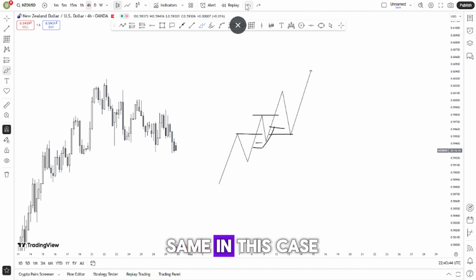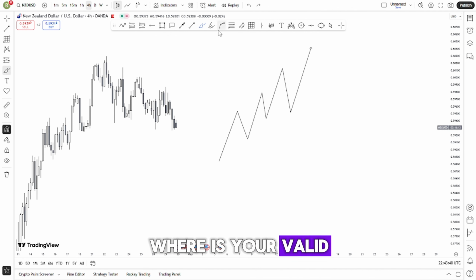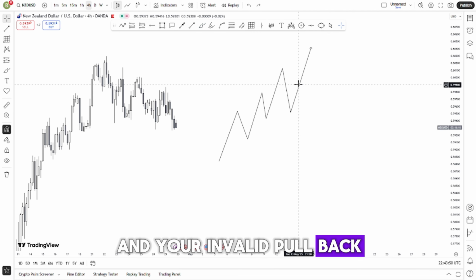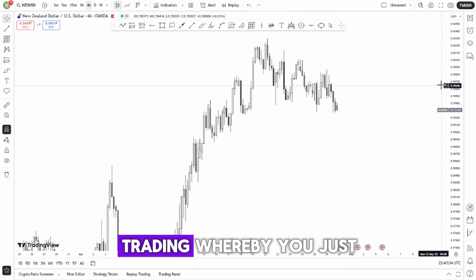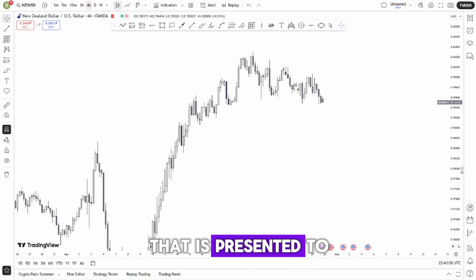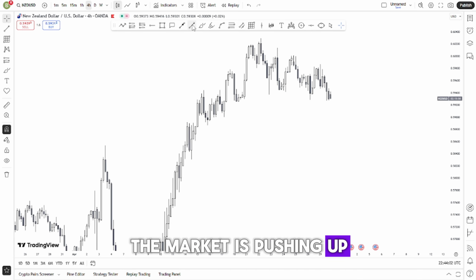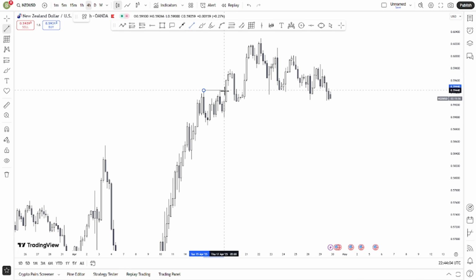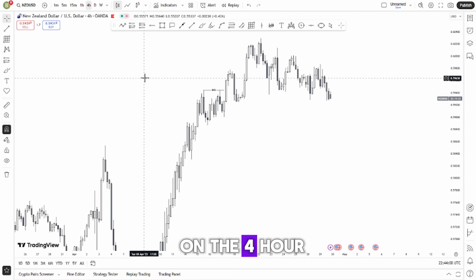So same in this case, you just need to know where is your valid pullback and your invalid pullback. And most of you guys get trapped in this type of trading whereby you just take any break of structure that is presented to you by the markets. But like you can see here, the market is pushing up, then this is your break of structure. You cannot deny that. And then we are on the 4-hour time frame.